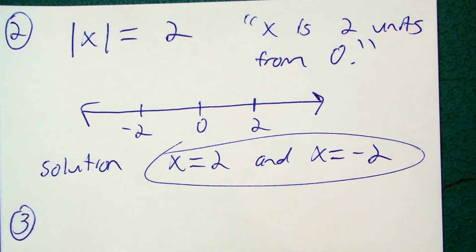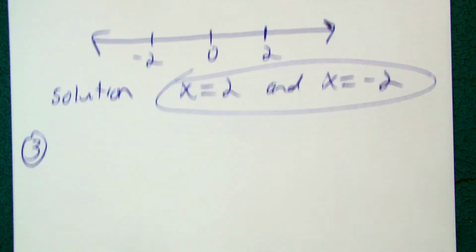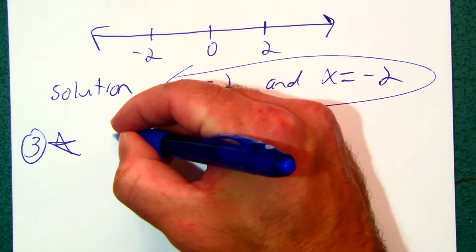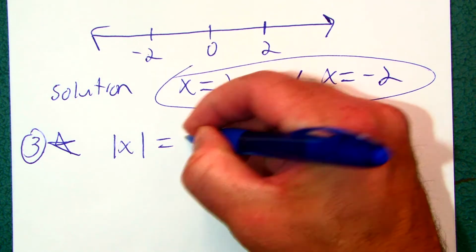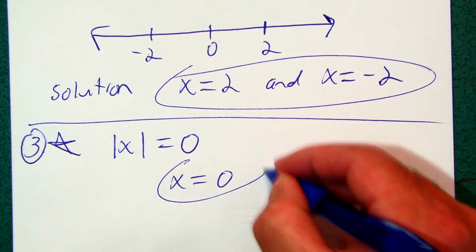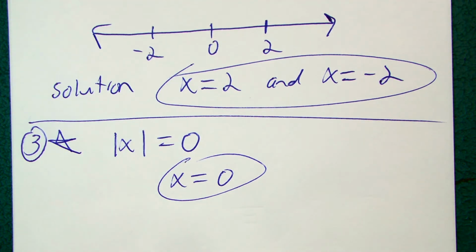So some special cases here. If you get the absolute value of x equals 0, you only get one solution, just x equals 0, okay? We're saying that x didn't move anywhere. It's 0 units from 0, so there's just one solution.